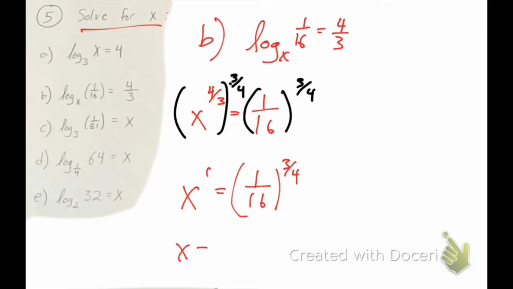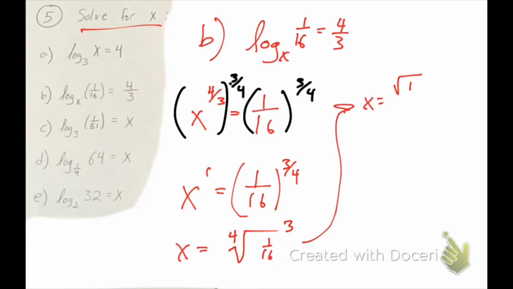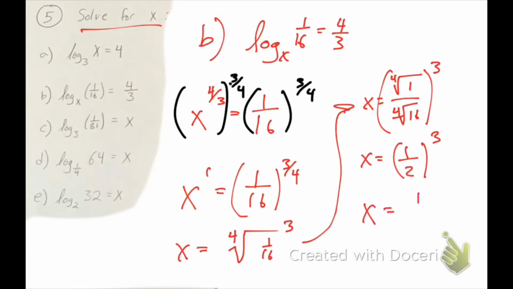So I get x is equal to, if this is a radical, the 4th root of 1/16 cubed. Now, I can separate this vertically, so the 4th root of 1, the 4th root of 16, and then cube all of this. Well, the 4th root of 1 is just 1, the 4th root of 16 is 2. So I cube that and I get x is equal to 1/8. Yeah, I'm pretty sure I did that one yesterday in the lecture.